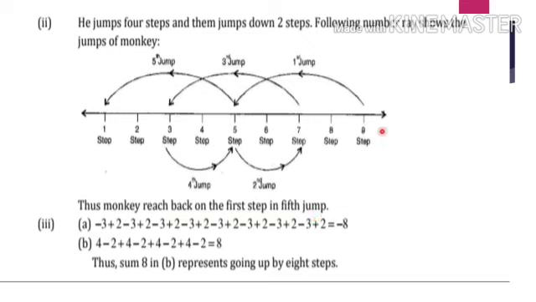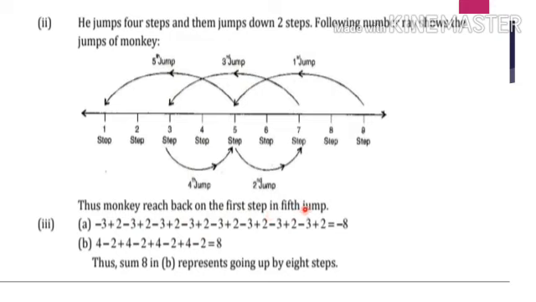One more. The second case, after drinking water, the monkey wants to go back. 4 steps up and 2 steps back. It's a diagrammatic representation. 4 steps up, then 2 steps back. From 7, 4 steps up to 3, then 2 steps back. Then from the 5th step to the first step, 5th jump. First jump, second jump, third jump, fourth jump, 5th jump.